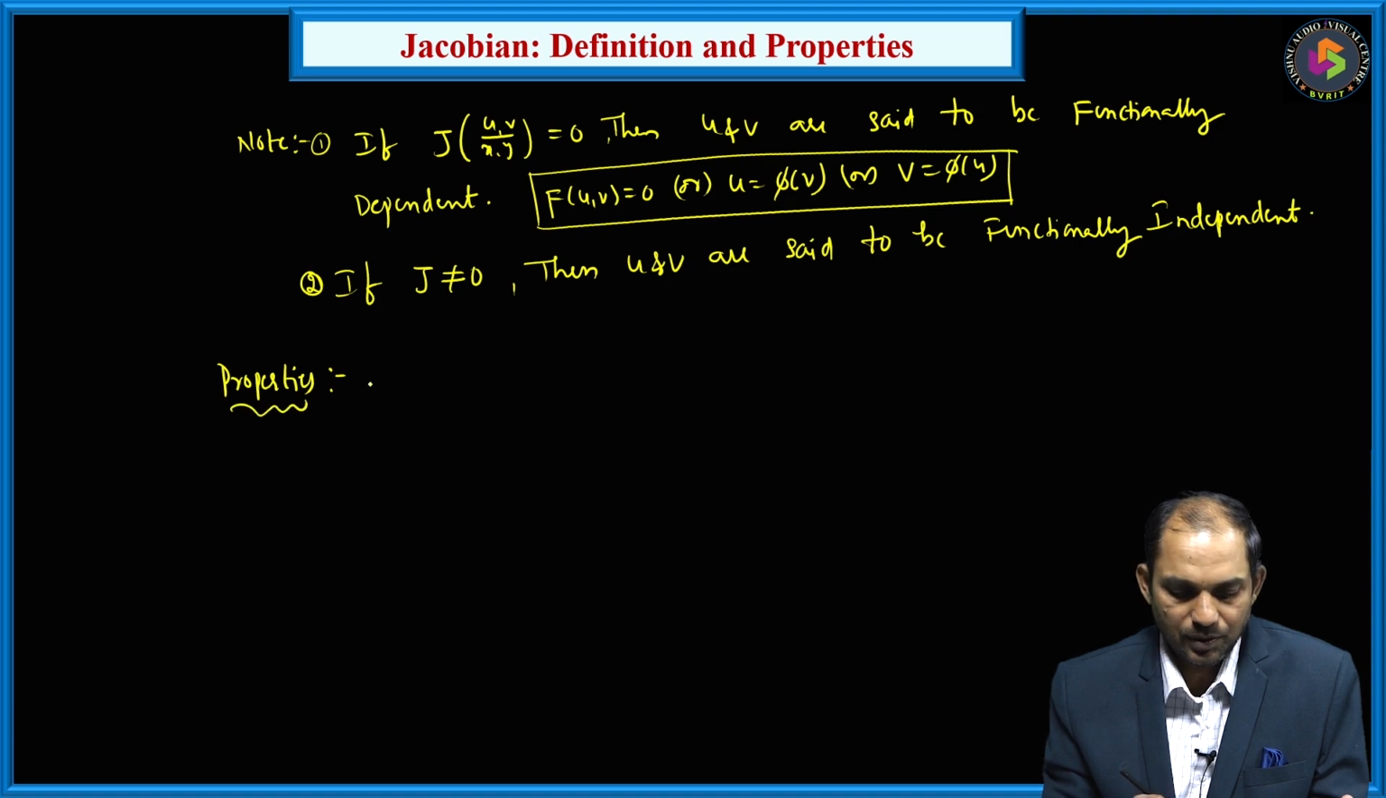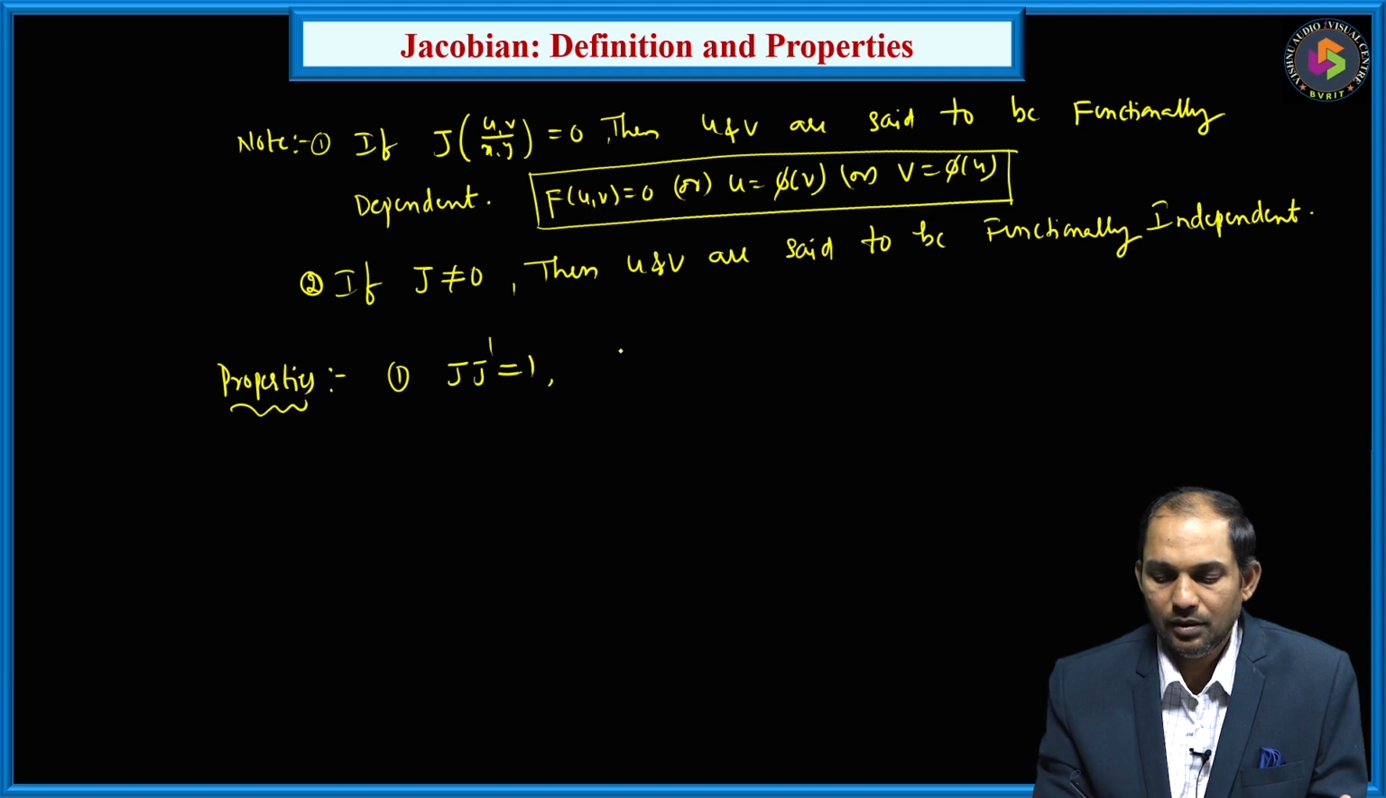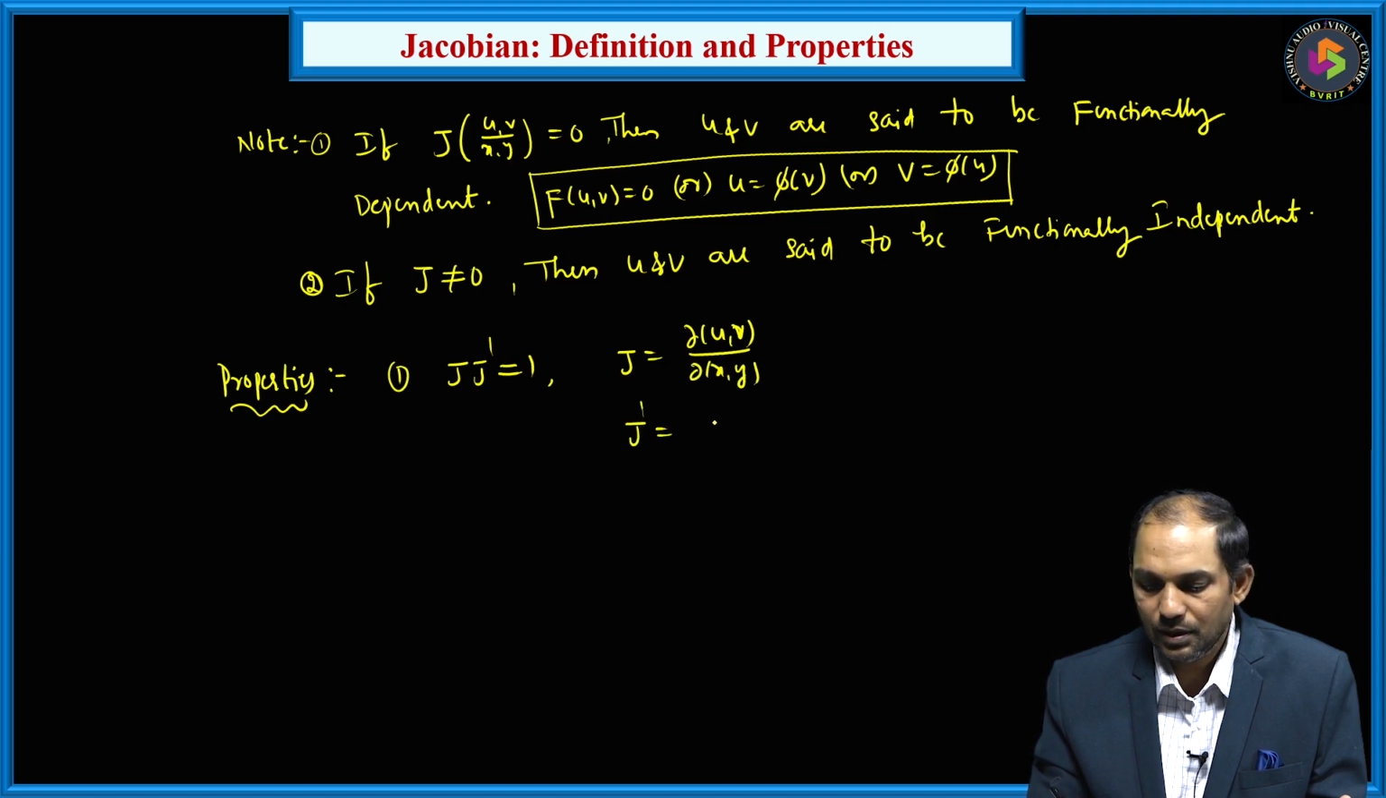First property is j into j dash is equal to 1, where j is given by dou of u comma v by dou of x comma y, and j dash is given by dou of x comma y by dou of u comma v.